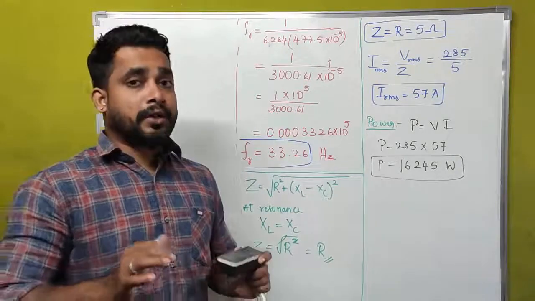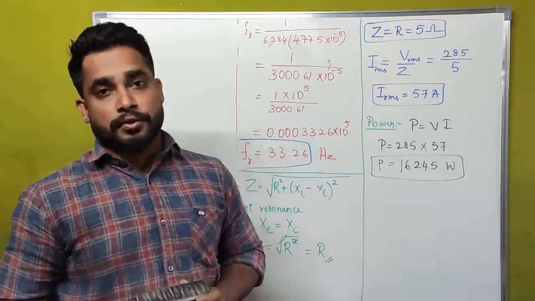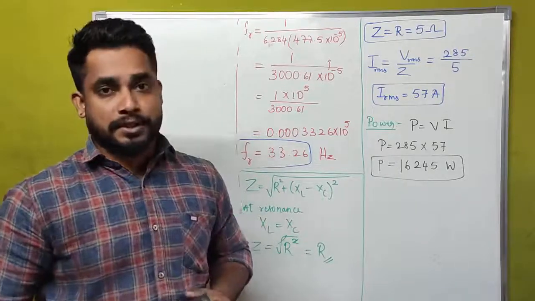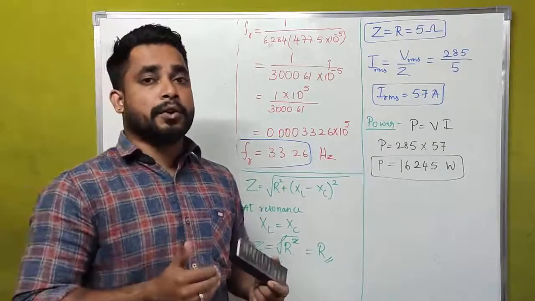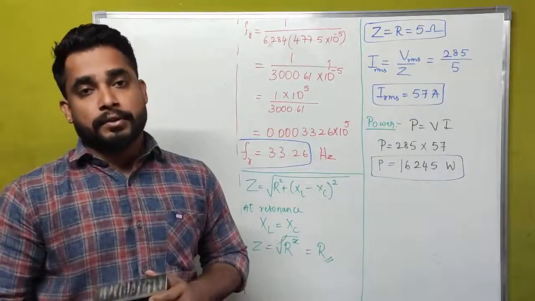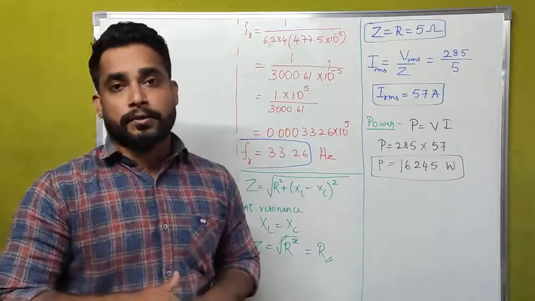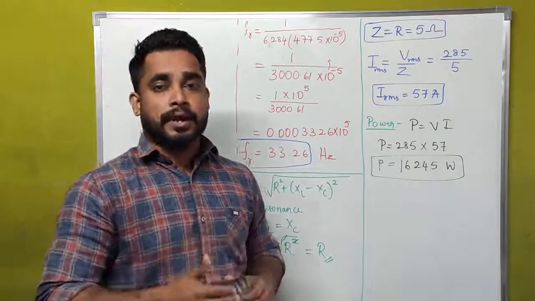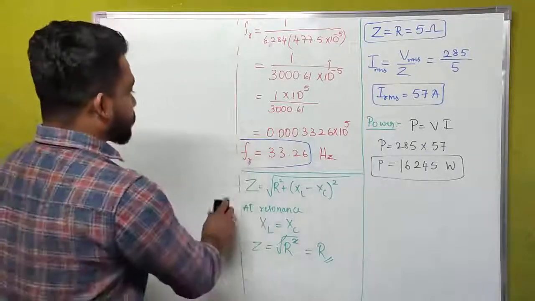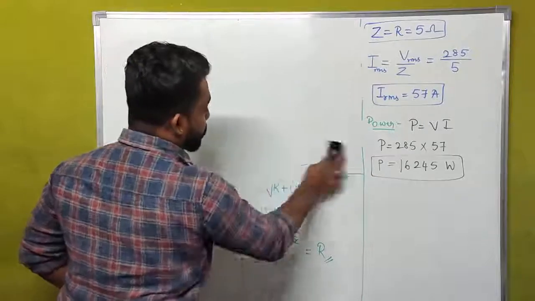Look at this. What they have asked is only one thing: what is the average current in the circuit? The question is easy, but the solution is not that easy. Because if you want to find the average current, that is the mean current, we should know the value of mean current and the RMS value of current. Now let us see how we are going to solve the problem.